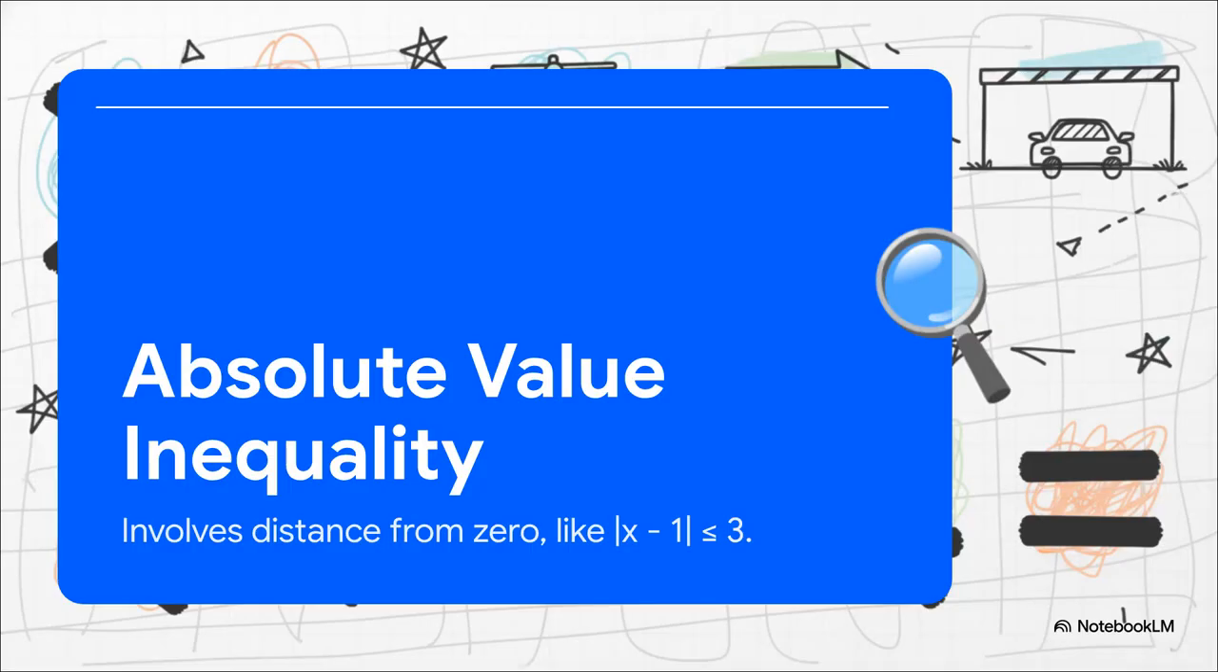And then you get into some of the more advanced types, like absolute value inequalities. Now, these are all about distance from 0 on a number line. So this statement right here, the absolute value of x minus 1 is less than or equal to 3. It's really asking a question. It's asking, what numbers are 3 units or less away from the number 1? It's a really great example of how this language can handle some pretty complex ideas.